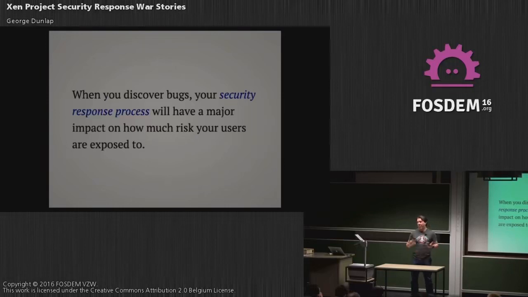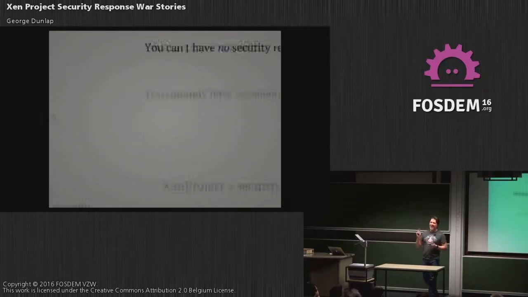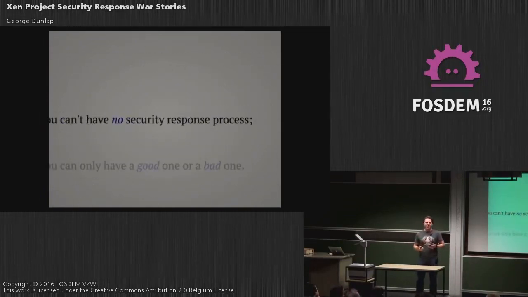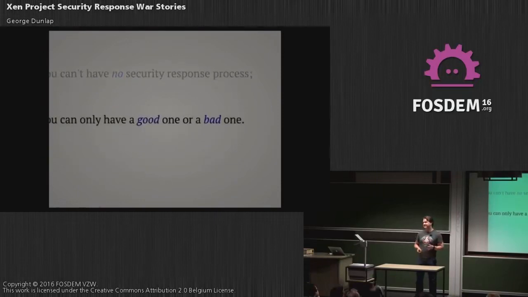Now, you may say our software project doesn't have a security response process, but that's not really true. You can't have no philosophy of life. You can only have a good philosophy of life or a bad one. If you're religious, you can't have no theology. You can only have good theology or bad theology. And similarly, if you have a software project, you can't have no security response process. You can only have a good one or a bad one. Now, just like philosophy of life and theology, there are lots of different ideas as to what constitutes a good security response process. But I hope we can all agree that one that is deliberately chosen after careful consideration is better than one that just happens by accident.